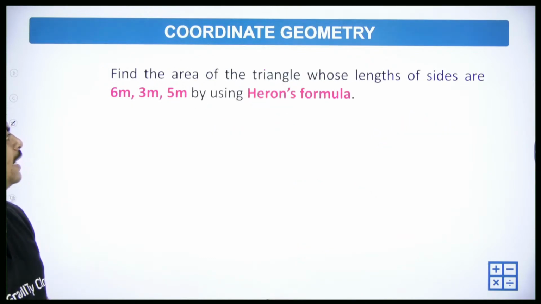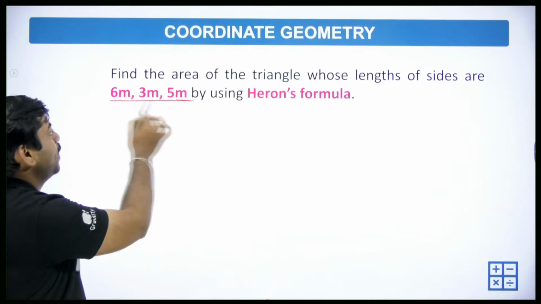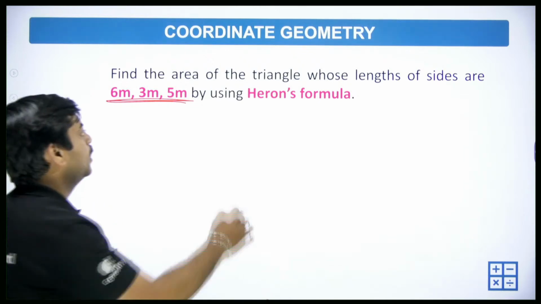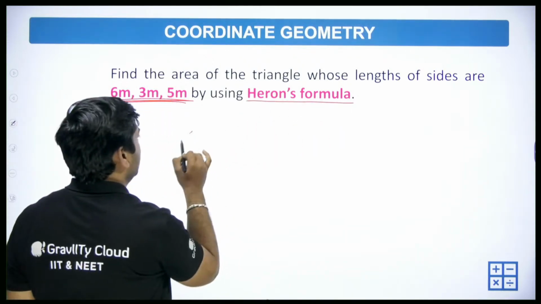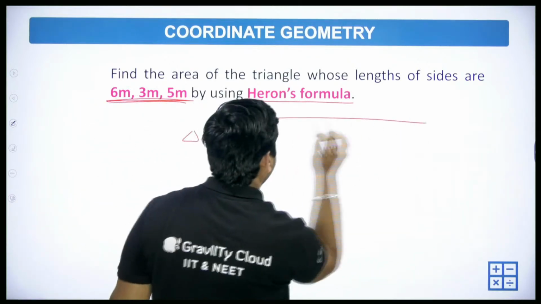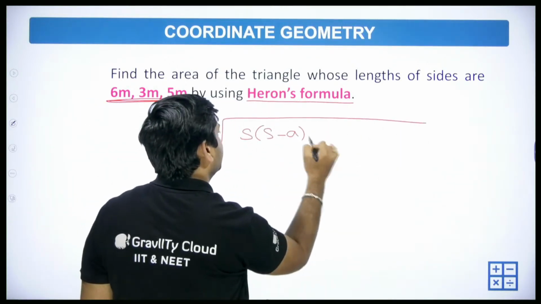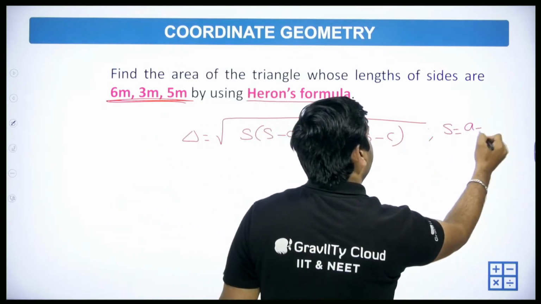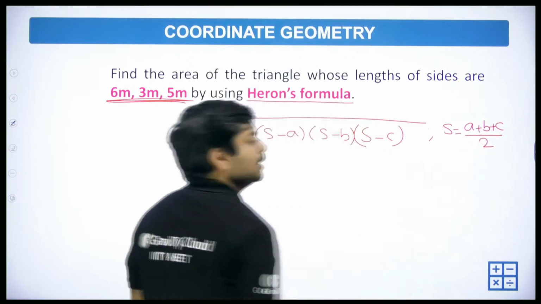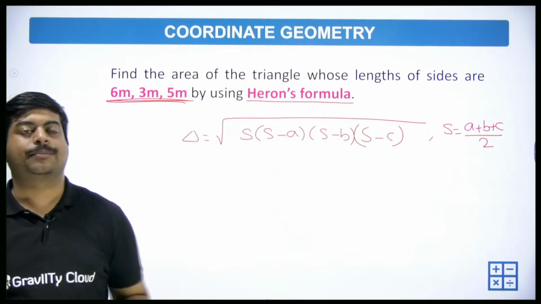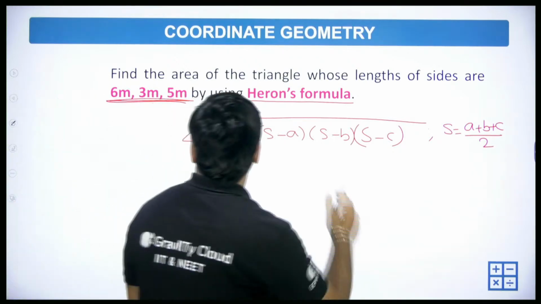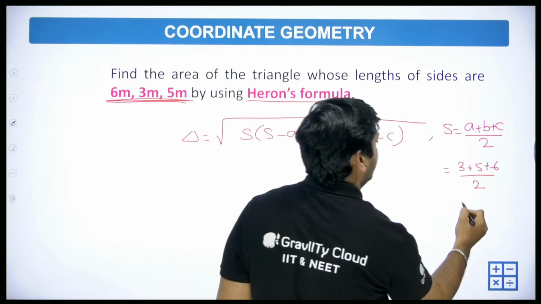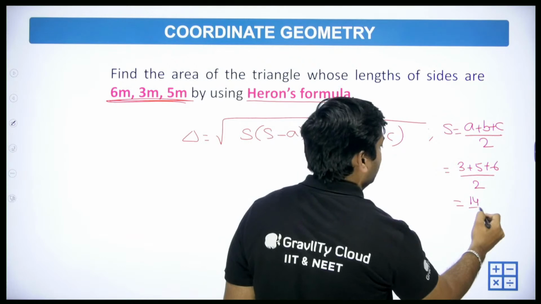Find the area of the triangle whose lengths of the sides are 6 meters, 3 meters and 5 meters by using Heron's formula. So what is Heron's formula? You know that, right? Heron's formula is given as delta is equal to root over s into s minus a into s minus b into s minus c, where s is the semi-perimeter, which is a plus b plus c by 2. So first of all, let's try to find s. 3 plus 5 plus 6 by 2. 3 plus 5 is 8. 8 plus 6 is 14. 14 by 2 is 7.